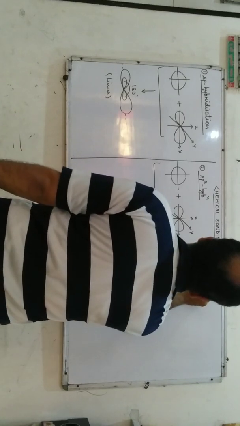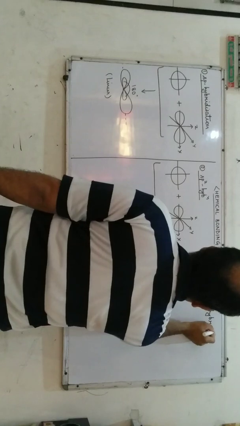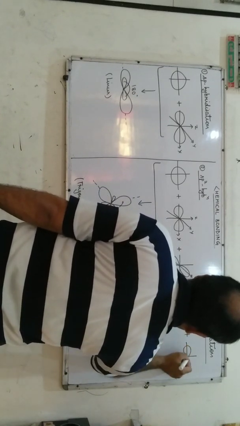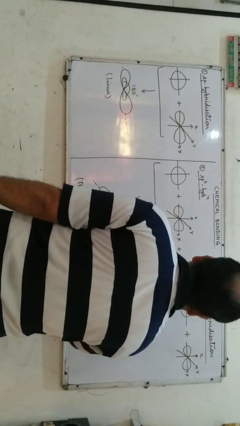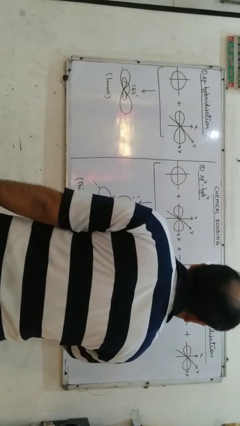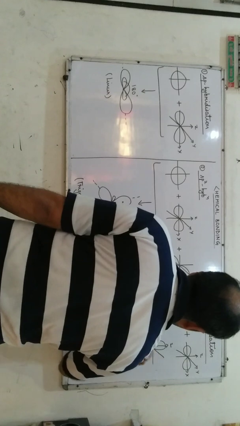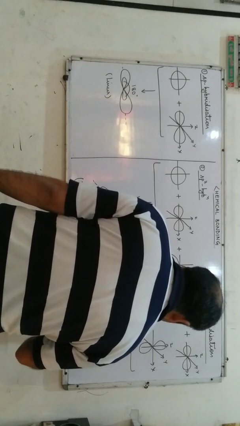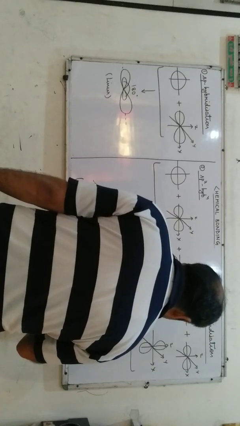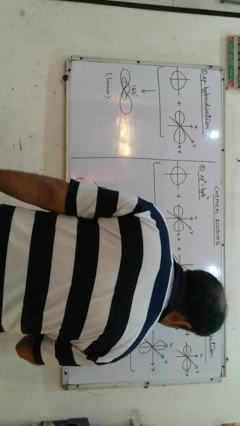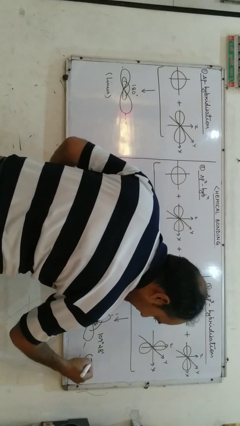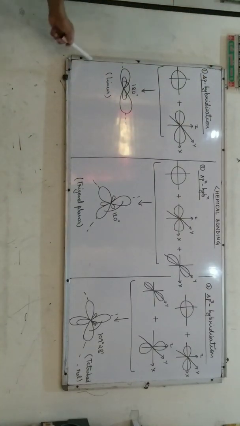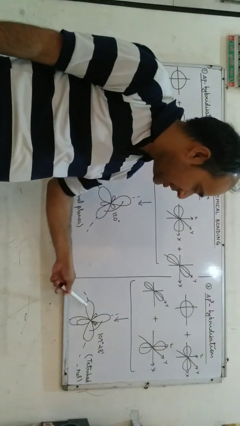Now let us consider the third one, sp3 hybridization. In sp3 hybridization, as the name indicates, 1s and 3p orbitals are involved. It is px, py and pz. They result in the formation of this type of orbital. The bond angle is 109 degrees 28 minutes, and the shape will be tetrahedral. The shape of sp hybridized orbital is linear, sp2 hybridization is trigonal planar, and sp3 hybridization is tetrahedral.